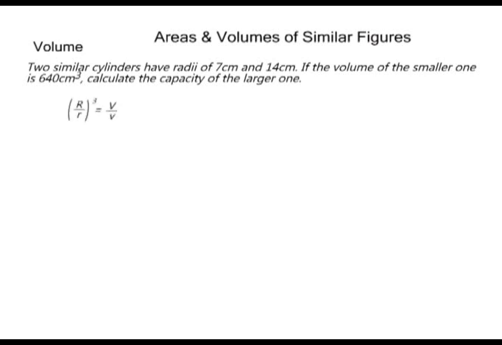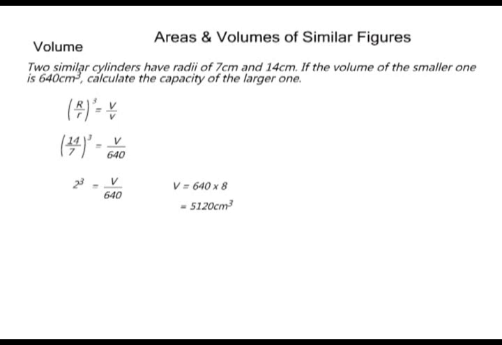(Radius large over radius small) cubed is equal to volume large over volume small. (14 over 7) cubed is equal to large volume over 640. We divide 14 by 7 is 2, and so 2 cubed is equal to V over 640. V is equal to 640 times 8, and that gives us 5,120.